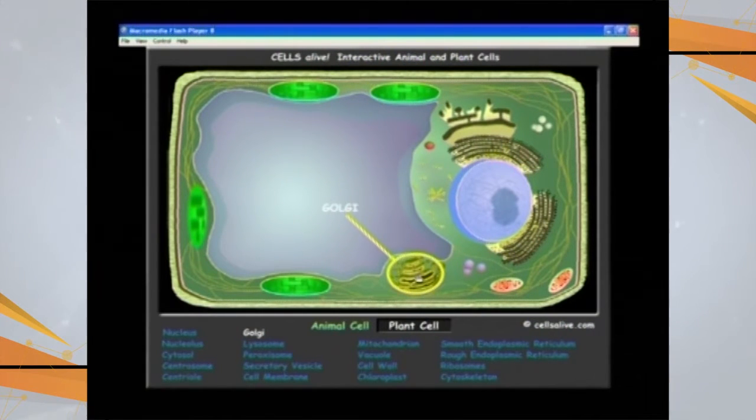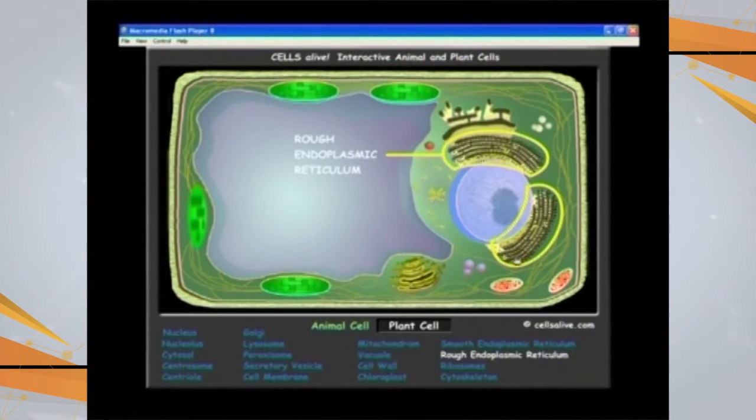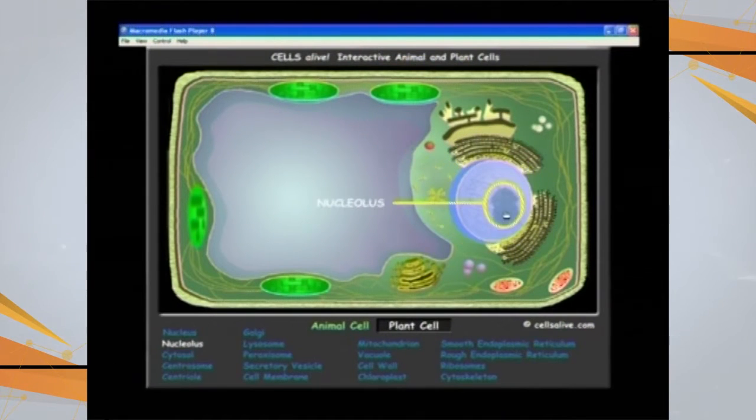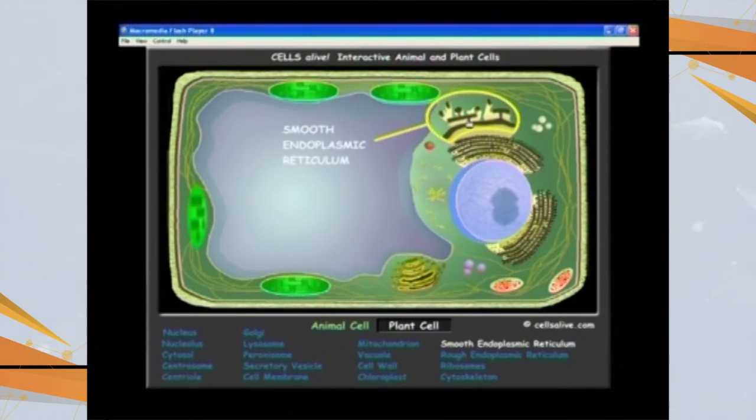This is the Golgi apparatus, as it was there in the animal cell also. This is the mitochondria to provide energy, which was also there in the animal cell. These are the rough endoplasmic reticulum, nucleus, nucleolus, and this is the smooth endoplasmic reticulum. So these are some common organelles present inside the cell.